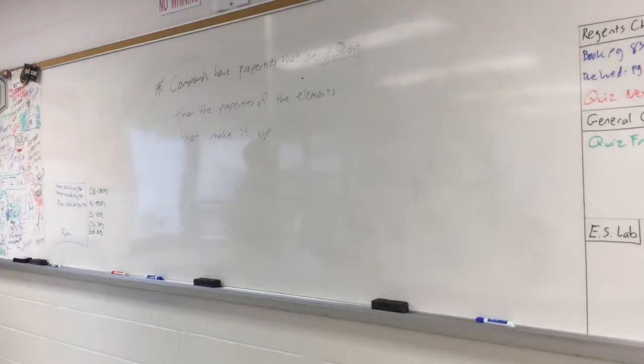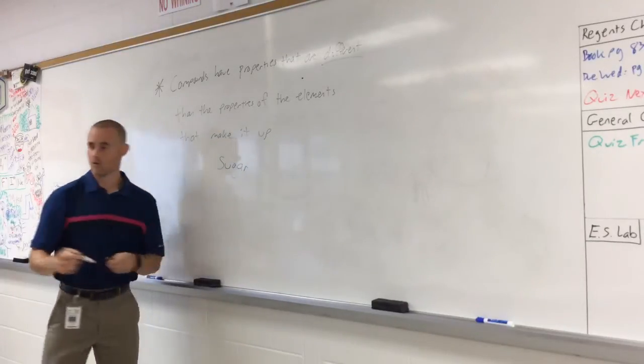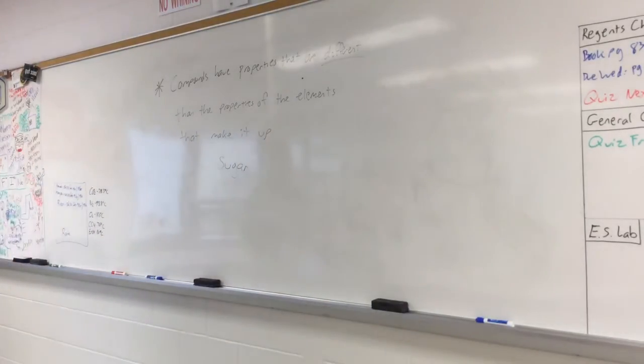So, I'm trying to get this out quick. Sugar. Does anyone know what 3 elements make sugar? Anyone know the formula for sugar? How would you know the formula if you don't know that? All right, what's glucose? Glucose is a sugar. C6H12O6. That's glucose. Sugar is 2 glucose molecules combined by dehydration synthesis. We'll talk about it tomorrow.